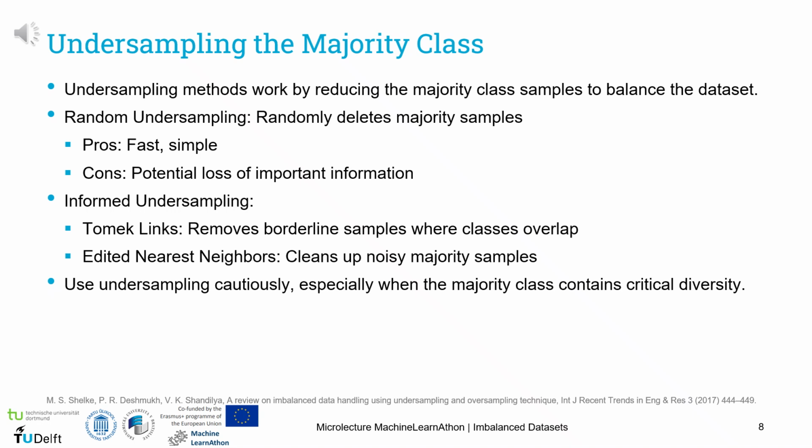You can also do informed undersampling. You have Tomek links, which removes borderline samples where classes overlap. Or you can use edited nearest neighbors, which cleans up noisy majority samples. And just as I said, be careful, especially when the majority class contains critical diversity.